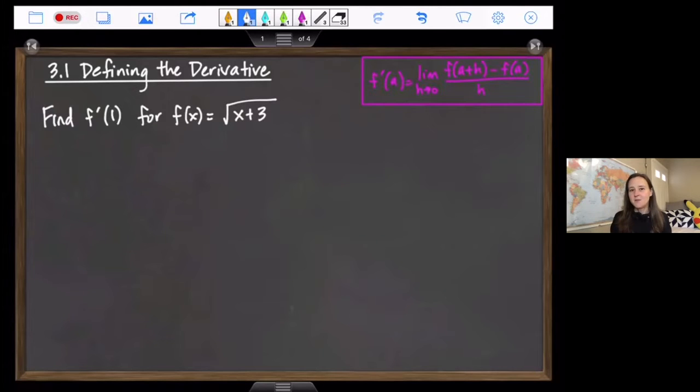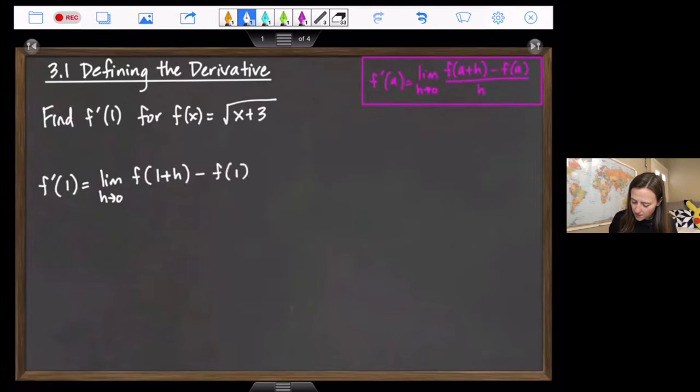So I'm going to copy down our derivative definition. f prime of 1 is going to be the limit as h approaches 0 of f of 1 plus h minus f of 1, all divided by h. All right, so just like in class, we're going to evaluate those two things up at the top. Again, it's using that function twice. So once here and once here.